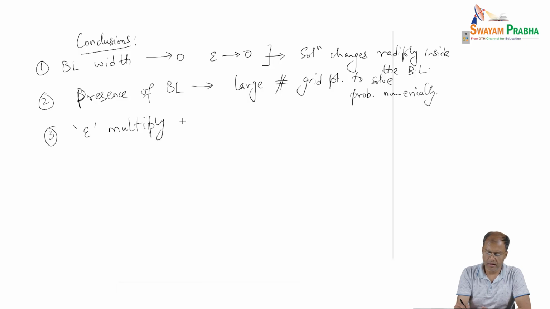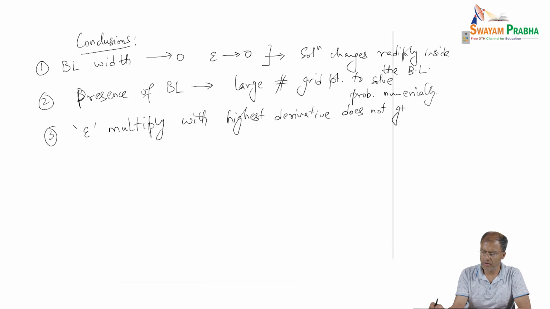And if epsilon is multiplied with the highest derivative term, we cannot just conclude that the boundary layer is due to the multiplication of the highest derivative term with epsilon. That is certainly not true. Why? Because I'll show you one example. Epsilon when multiplied with the highest derivative does not guarantee a boundary layer.